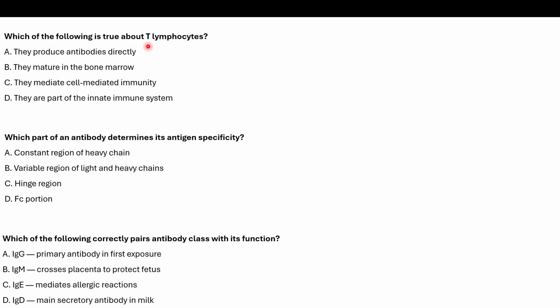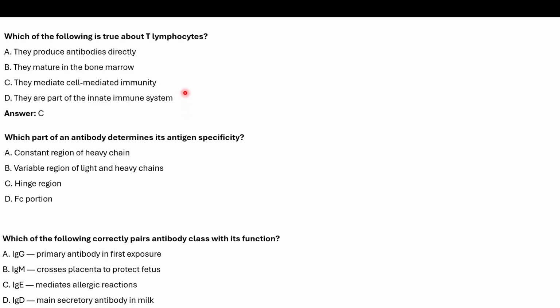Which of the following is true about T lymphocytes? They produce antibodies directly, they mature in the bone marrow, they mediate cell-mediated immunity, they are part of the innate immune system.